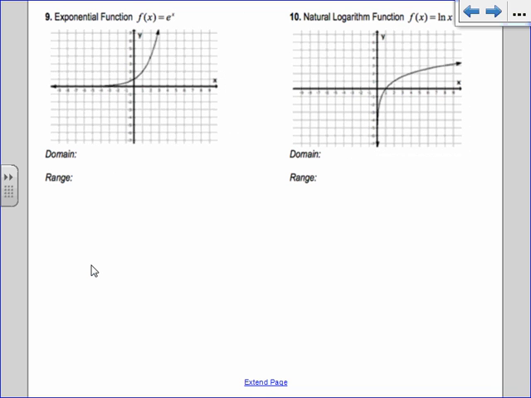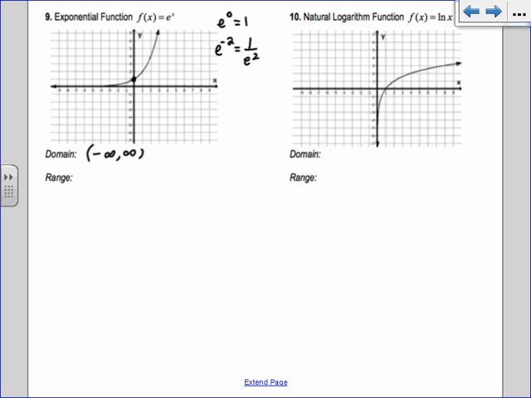Exponential function, e to the x. The most important point right here is that it goes through 0, 1, right? If you plug in 0, you get 1, right? E to the 0 is equal to 1. And it shoots up pretty quickly. Its domain is negative infinity to infinity. So you can plug in negative numbers. Like if you have e to the negative 2, remember that's just 1 over e squared. That's a number. It's just very, very tiny.